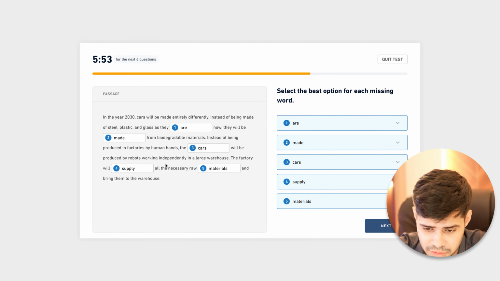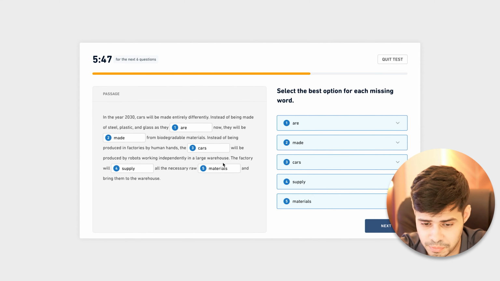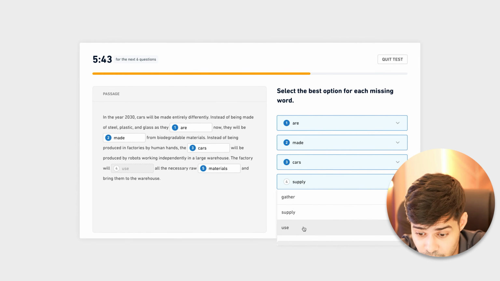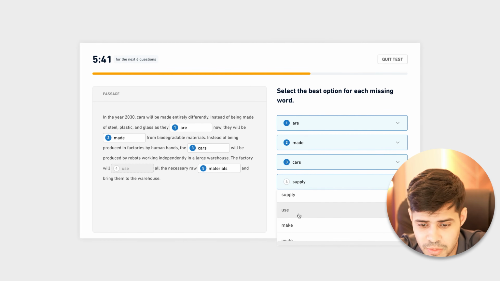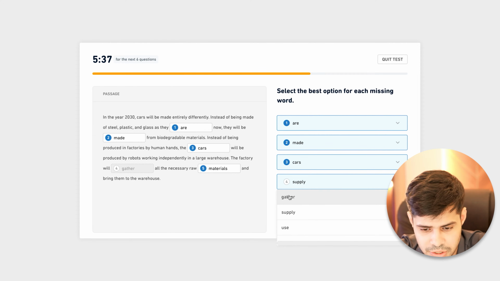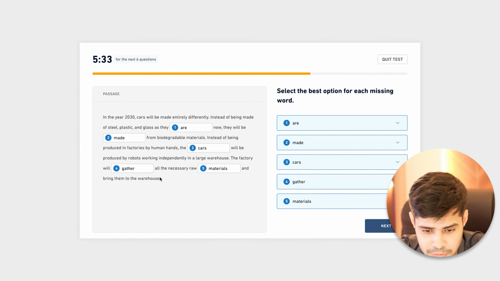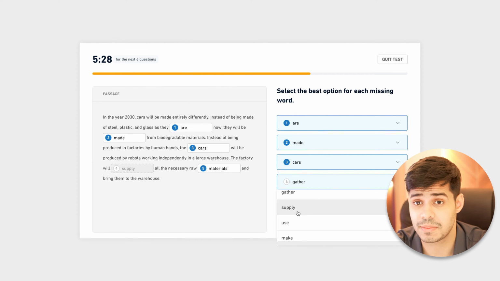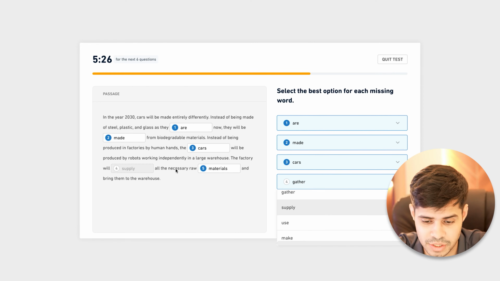Okay, the factory will supply all the necessary raw materials and bring them to the warehouse. Okay, I guess that should be the right one, because the factory will not gather, it will not use all the necessary raw materials and bring them. No, it will not. It could gather all the and bring them to the warehouse. Yeah. Let's see. Gather, supply. It cannot supply and bring it then. It could not supply all the necessary raw materials and bring them to the warehouse.